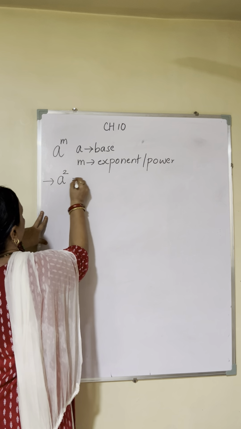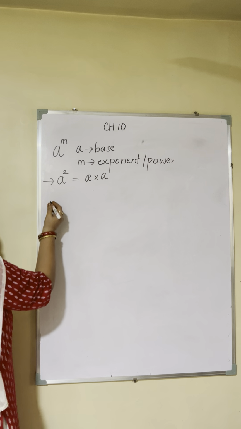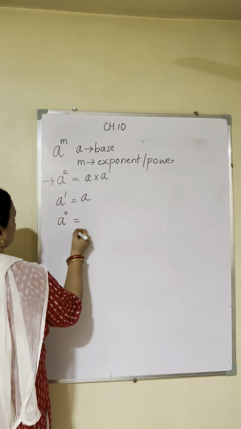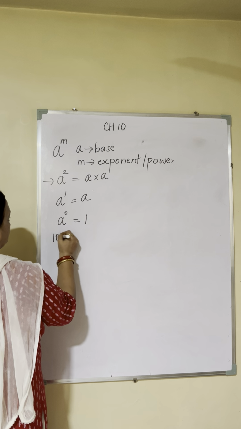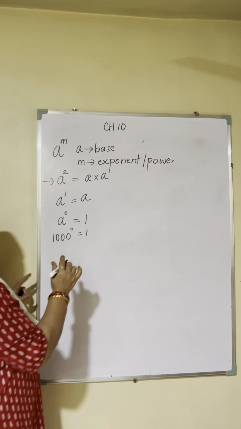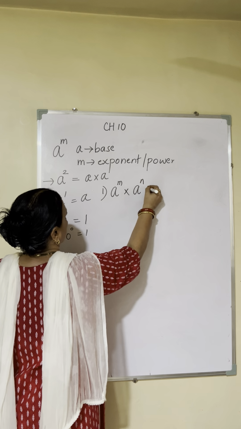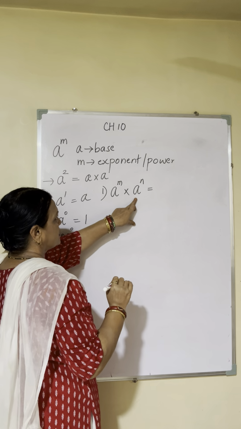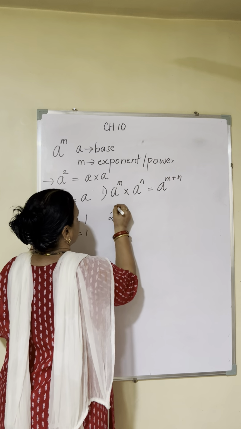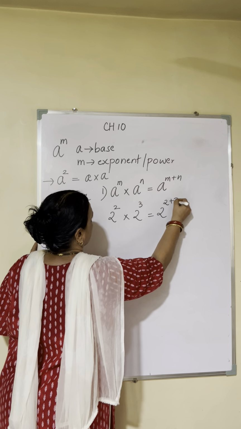A raised to 2 means A is multiplied 2 times. Clear? Okay. A raised to 1 will be A, and A raised to 0 will always be 1. If I write 1000 raised to 0, the answer is always 1. Now we start with the first law. A raised to m into A raised to n. You can see when the bases are the same, we can add the powers, m plus n.